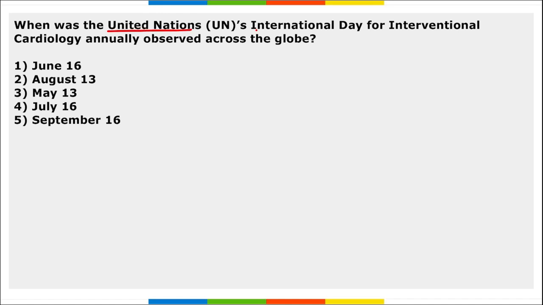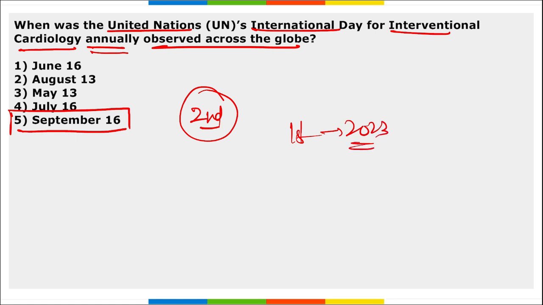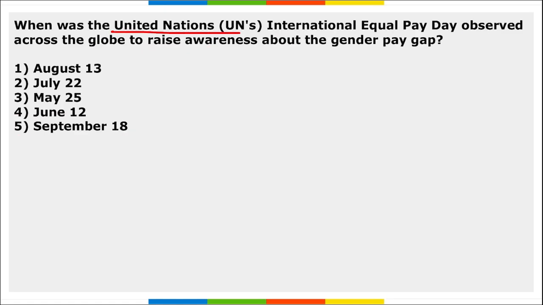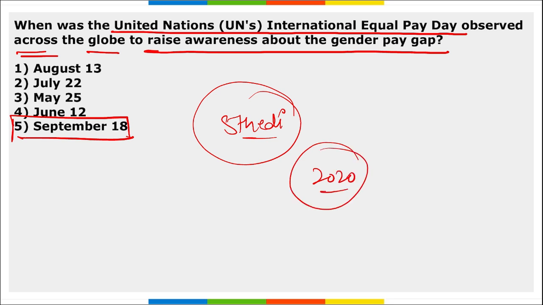Next, when was UN International Day for International Cardiology annually observed across the globe? It is 16th of September we observe this day, and this year in 2024 it was the second observance of this day. First was observed in 2023. Next, when was UN International Equal Pay Day observed across the globe to raise awareness about the gender pay gap? Right, so it is 18th of September we observe this day, and this time it was the fifth observance of this day. The first observance was in 2020.